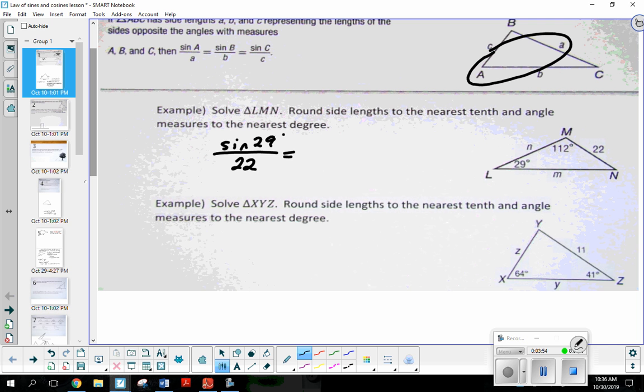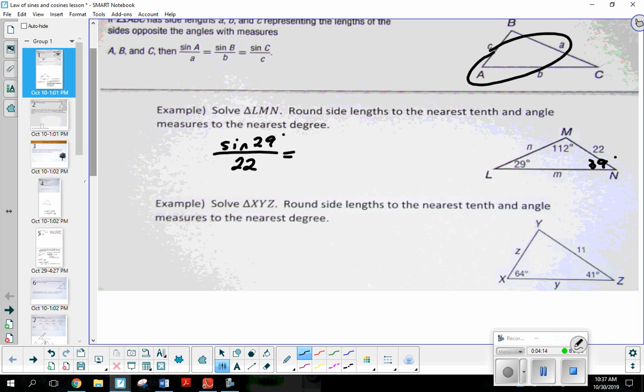It is 39 degrees. Now, even without that, I could have solved for side M, or now that I have angle N, I can go ahead and solve for side N. Connor, which one do you want me to solve for first? M. Let's solve for M first.